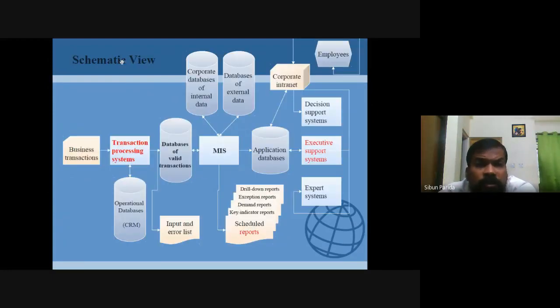Okay. Now, the schematic view. The transaction processing system is this one: operational database, customer relationship manager, CRM. Business transactions are input to this transaction processing system. Now the output is a database of valid transactions. Here MIS is there, management information system, and it has applications also. Who is governing this MIS? That is a corporate database of internal data and a database of external data. Then it goes to the application database. Okay, so from the application database, the corporate intranet, employee, decision support system, executive support system, expert system, all are monitored over here.